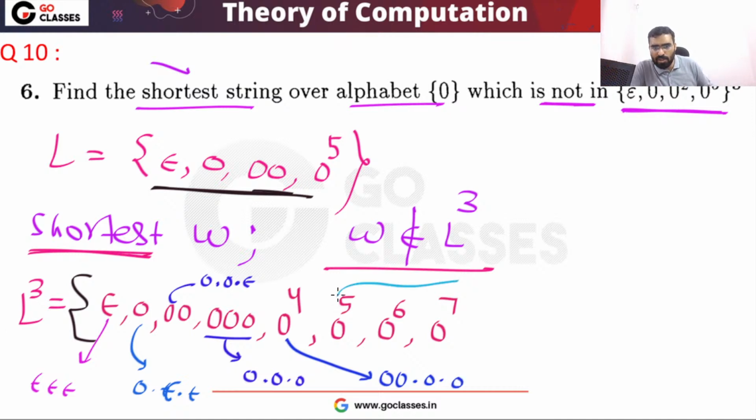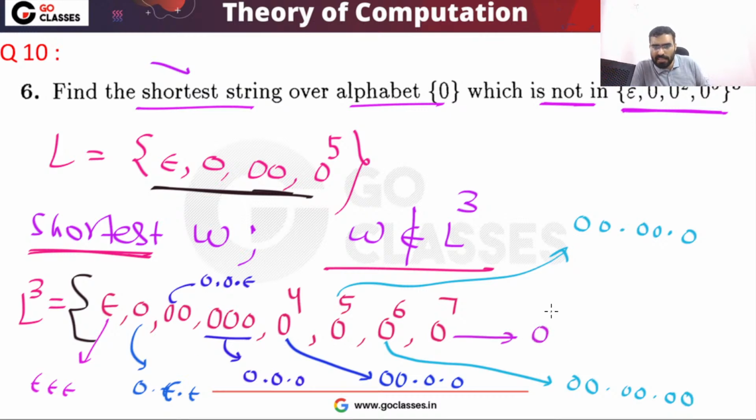0 power 5 also you can create. Like this you can create 0 power 5. 0 power 6 also you can create, 0 0 dot 0 0 dot 0 0. Now tell me, can you create 0 power 7? Yes, I can create 0 power 7. Next, can I create 0 power 8? What about 0 power 8?